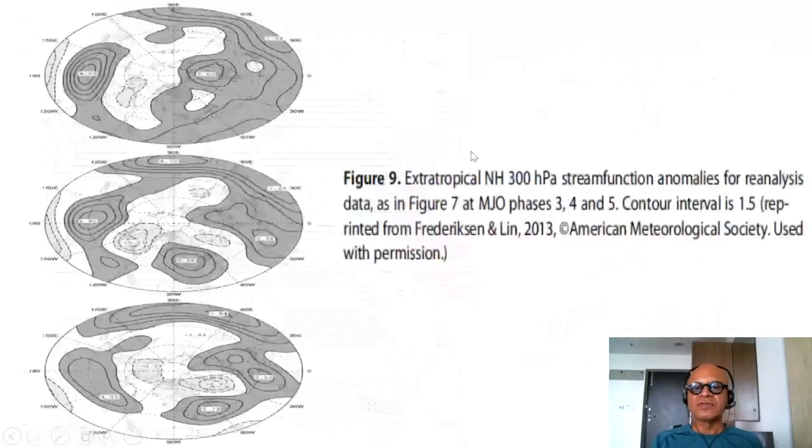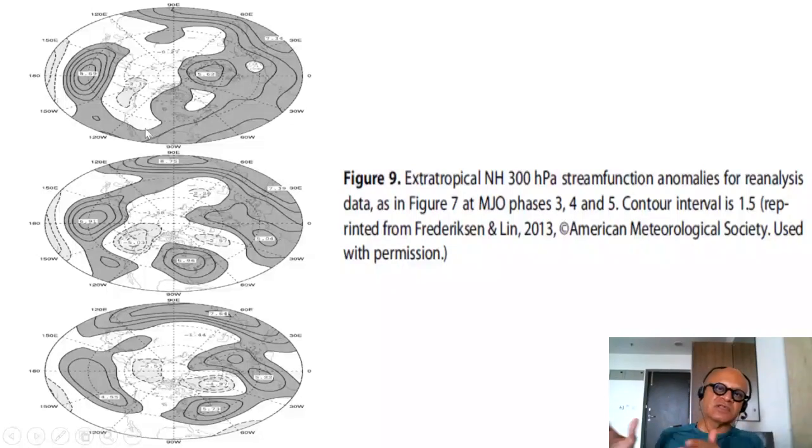Anomalies for reanalysis data, MJO phases 3, 4, and 5 are shown. So obviously, in the tropics, we are looking at all phases, and with the lag or lead, there is a relation with the mid-latitude flow features. So we are looking at the North Pole, and North America is here, so that's the Pacific sector, Atlantic sector, and the Asian landmass.